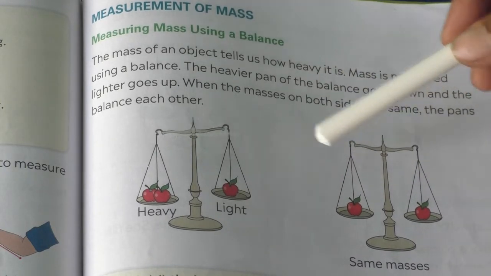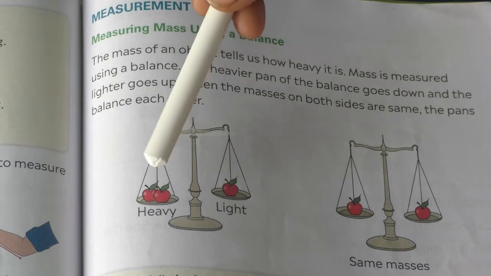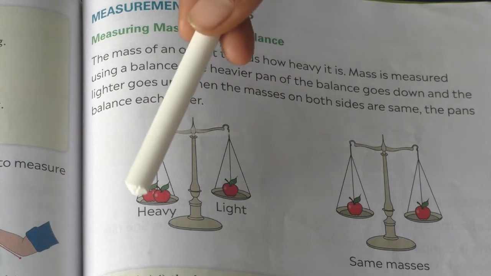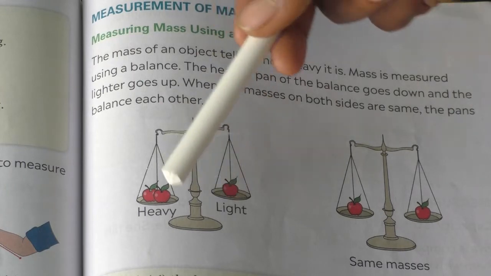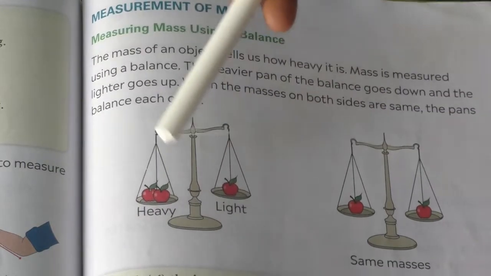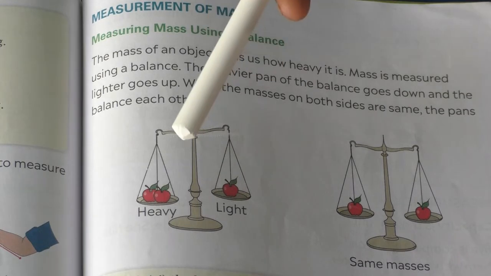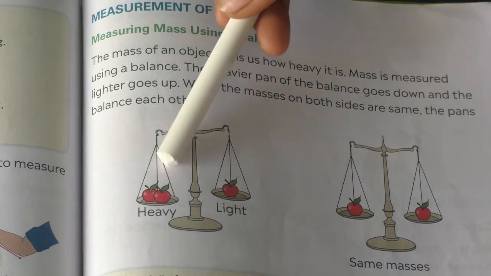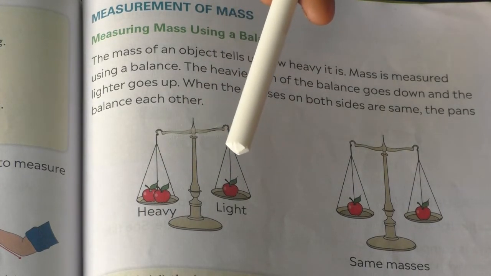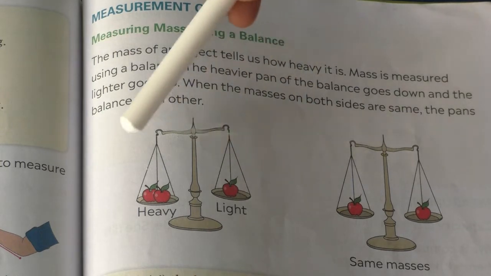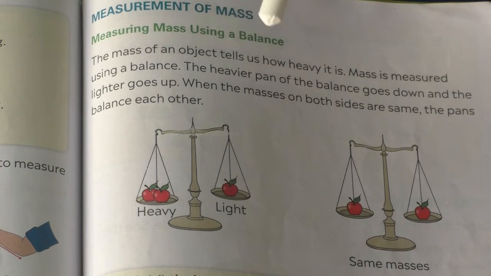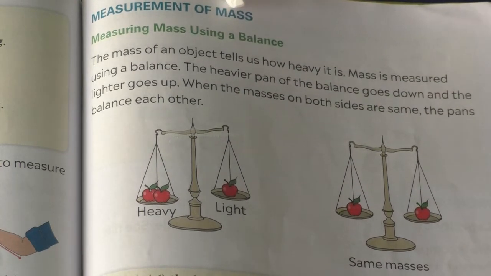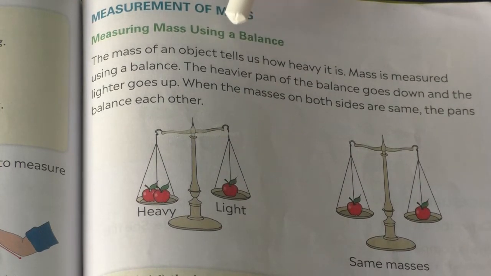Similarly, I had shown you with bottle gourds. So what did I tell you? That both have different weight. So when you weigh on a balance, we can find out which one is heavier than the other. So this is the way how we can measure mass or weight of any object.